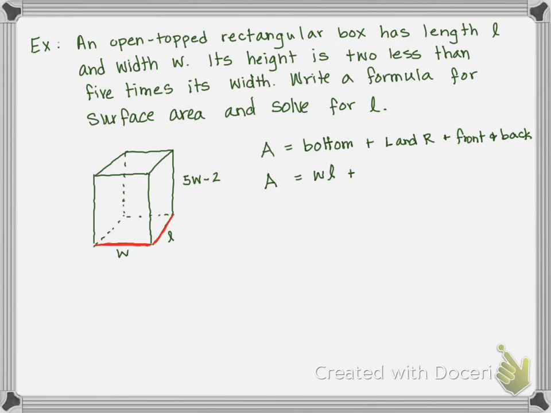And then let's look at the left or the right side, and then we'll just double it for the left. So one dimension is right here, and then the other dimension is right here. And that's the rectangle on the right side of my box. Does everybody see it? So what's the area of that right side? So L times (5W minus 2).